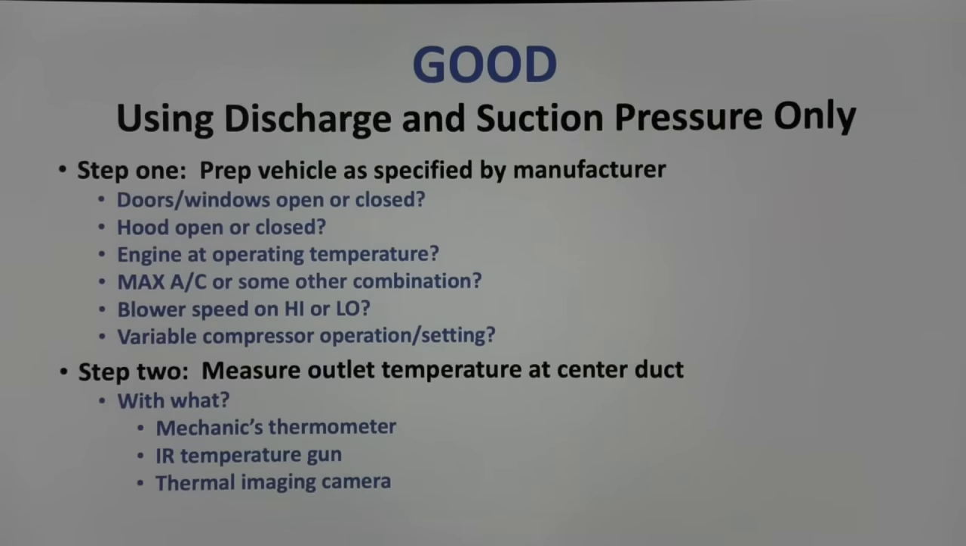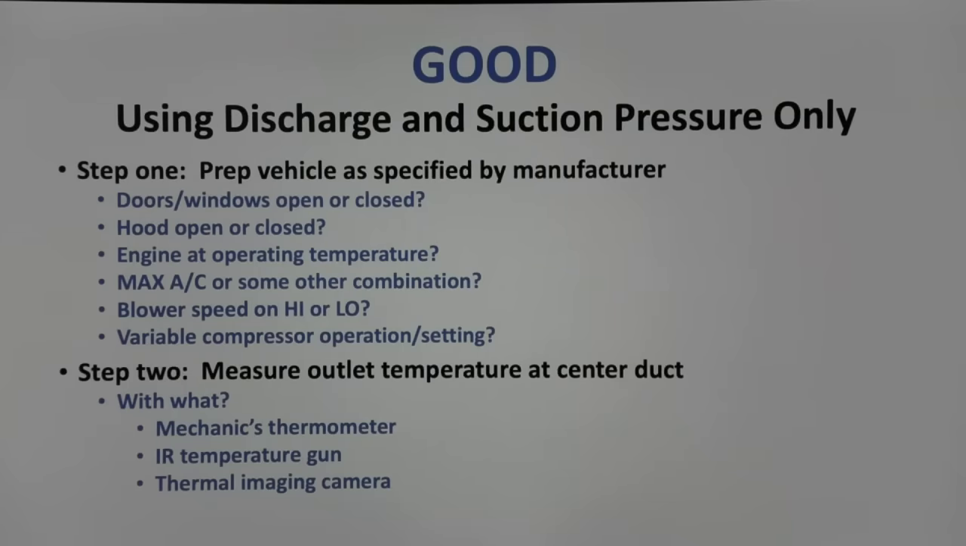So step number one: are the doors and windows open or closed? Is the hood open or closed? Is the engine supposed to be at operating temperature? Are we going to run it at max AC or some other combination of controls in the system? What does the blower speed have to be on, high or low or something in between? And if it's a variable compressor, what setting does the variable compressor need to be set at, if specified?